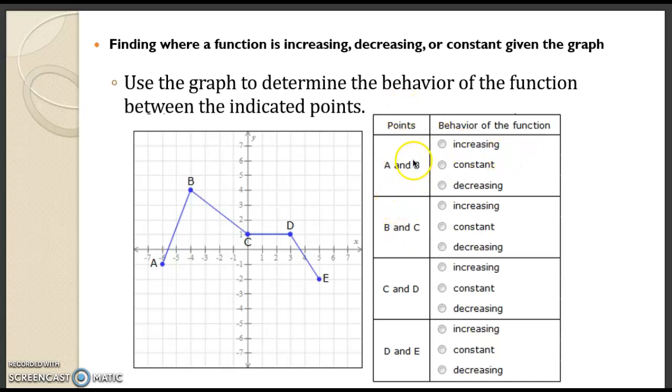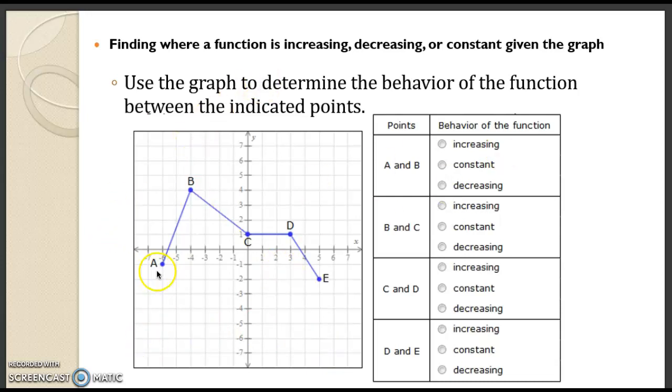Points A and B. So between points A and B, is it increasing, constant, or decreasing? Well, constant is always going to be a horizontal line. Okay? Increasing, we always go from left to right. I think that's how we read, right? So from left to right, is it going up or down? If it's going up, it's increasing. If it's going down, then it's decreasing.